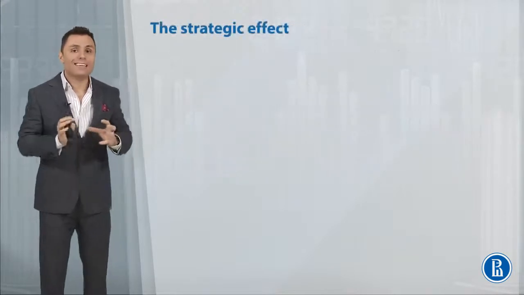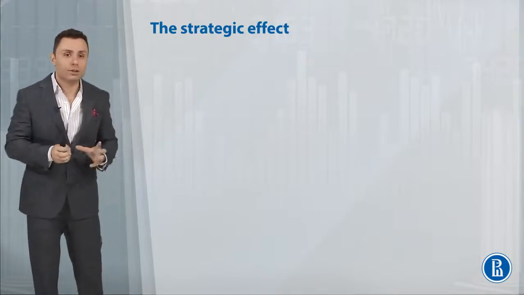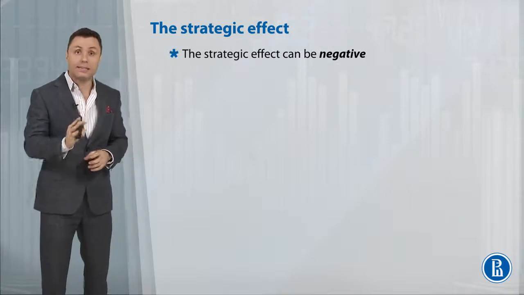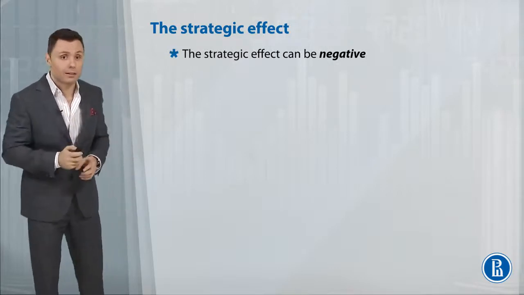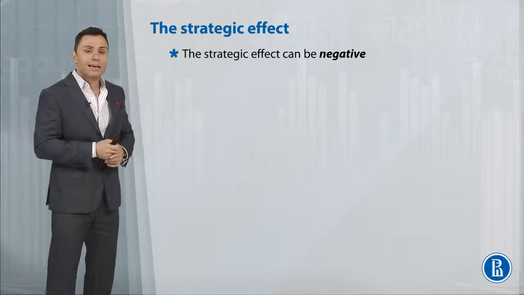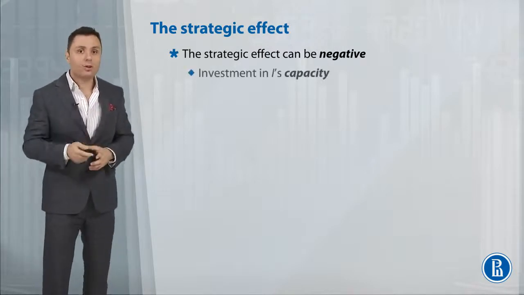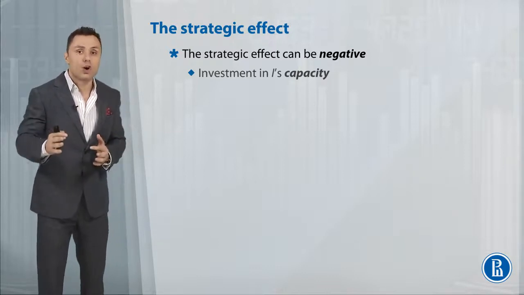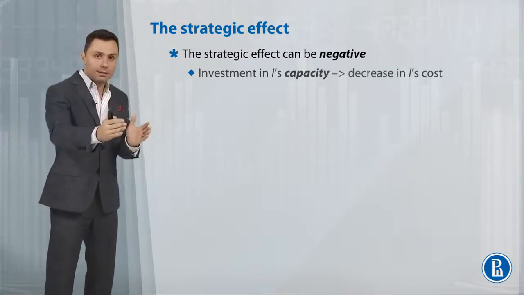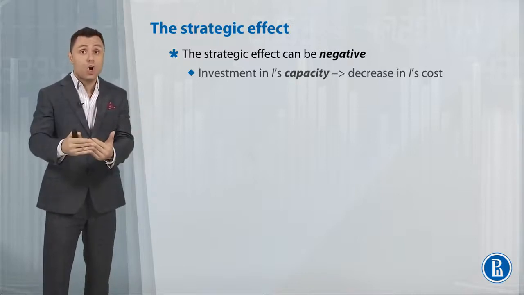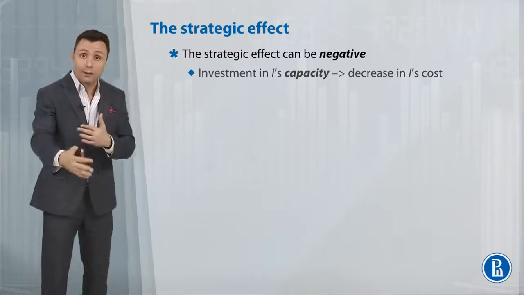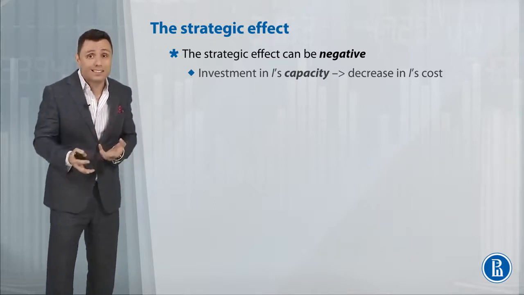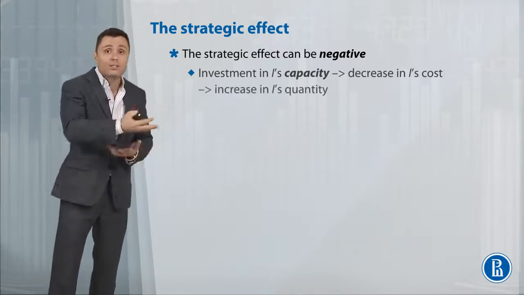So, what is this strategic effect? First of all, it can be negative. All right, it doesn't have to be, but it can be negative. An example, capacity. When you build higher capacity, this means that you decrease your cost. So incumbent builds capacity, we should expect that incumbent's cost, because of higher capacity and economies of scale, will go down. If your costs go down, it means that you are expected to produce higher quantity because now it's cheaper to you.